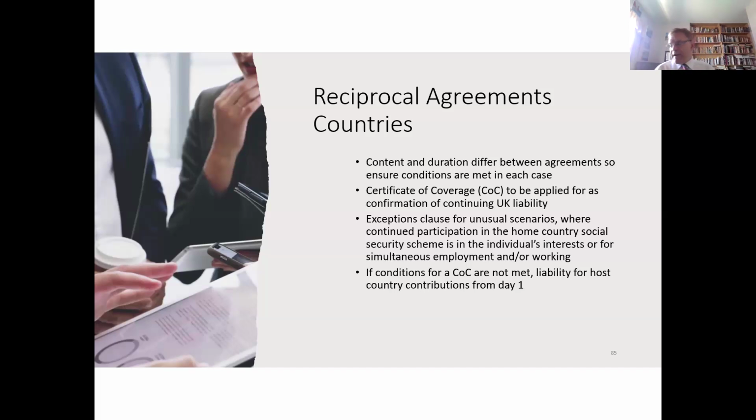So really, when you're looking at that, you look at whether you can maintain home social security. Remember, you need 35 years of credits or contributions to the UK social security system to gain a full state pension.